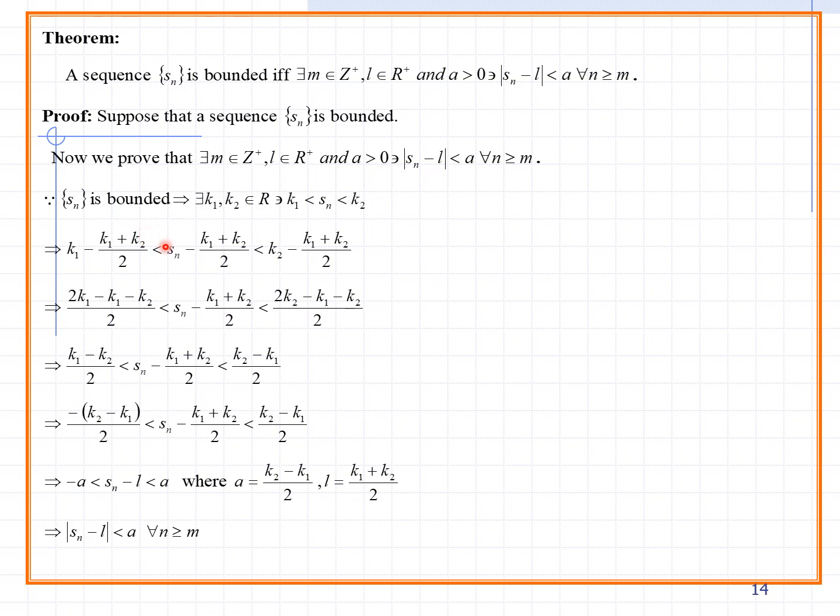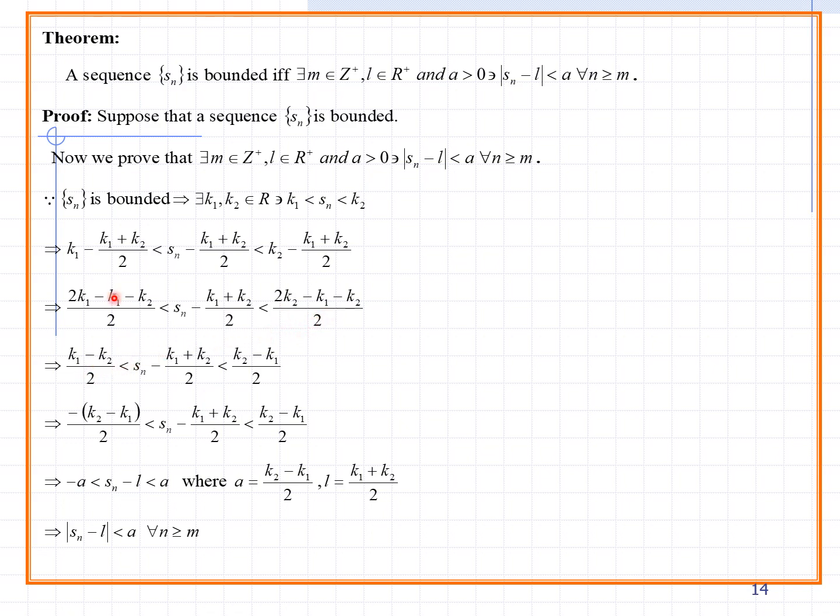In this condition I can subtract (K1 plus K2) by 2 from each and every term. So K1 minus (K1 plus K2) by 2. At the same time Sn minus (K1 plus K2) by 2, and K2 minus (K1 plus K2) by 2. Here (K1 plus K2) by 2 is an extra term. After cross multiplication, 2K1 minus K1 minus K2 by 2. Sn you can keep as it is. You can simplify 2K2 minus K1 minus K2 by 2.